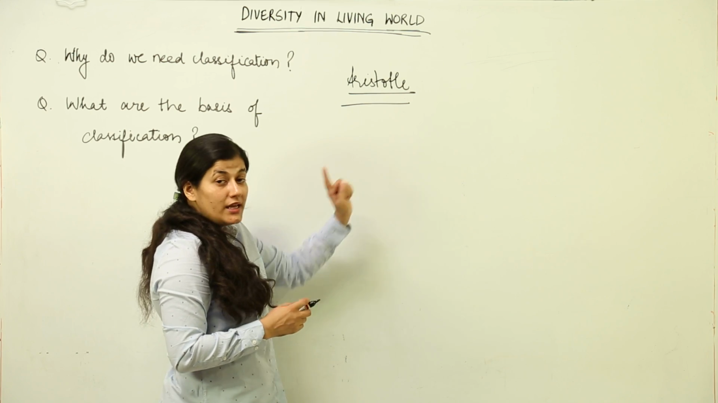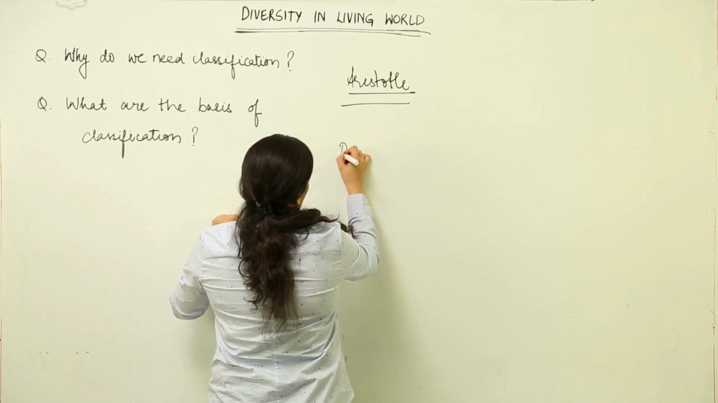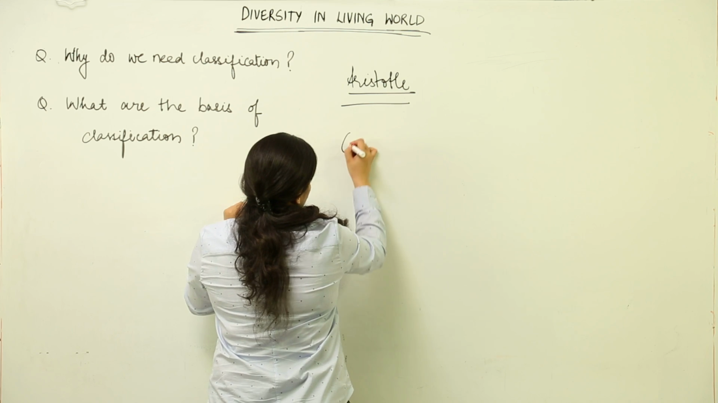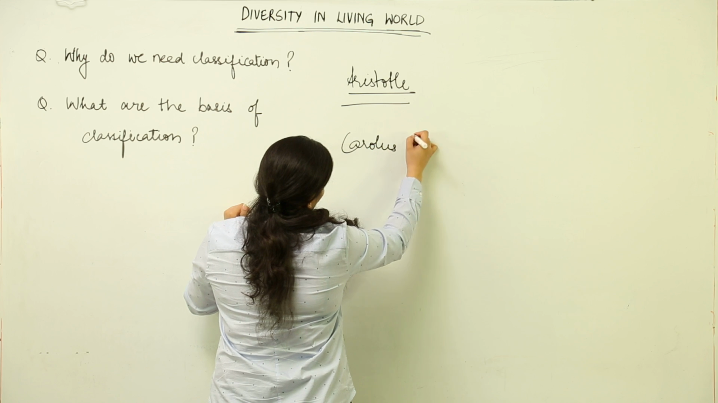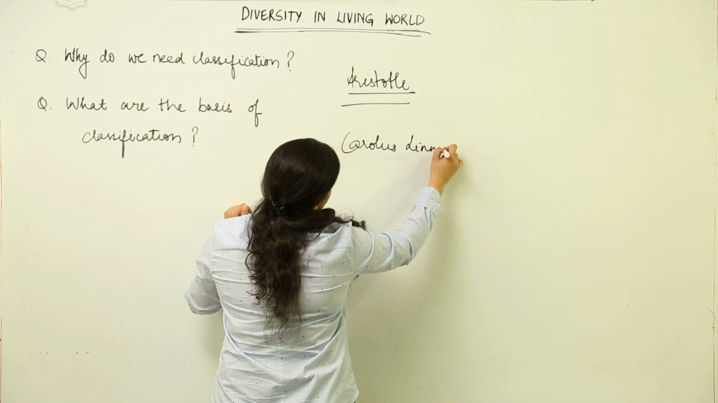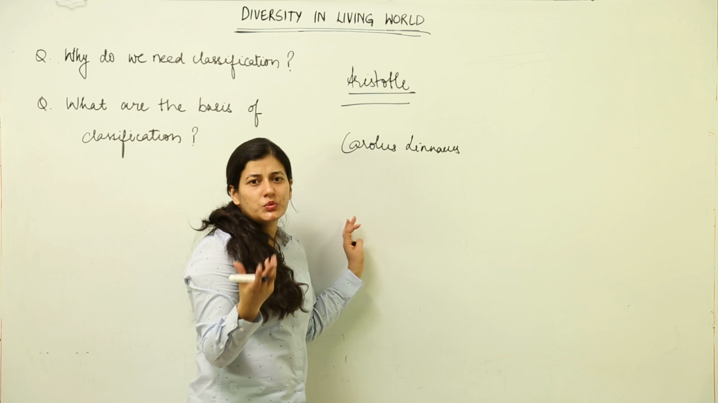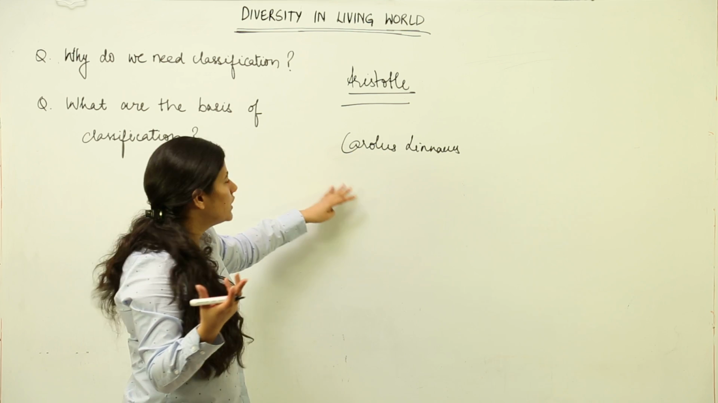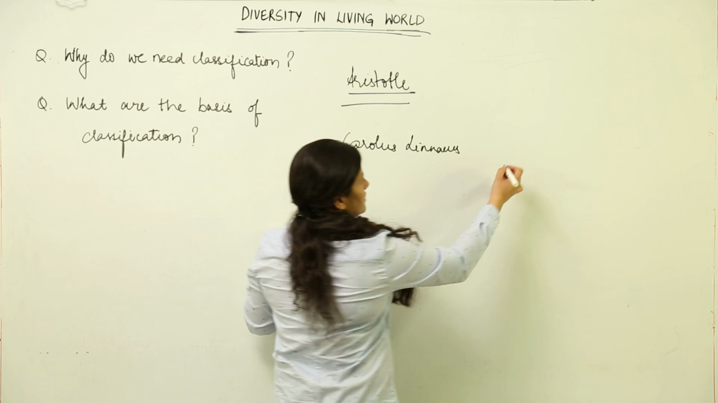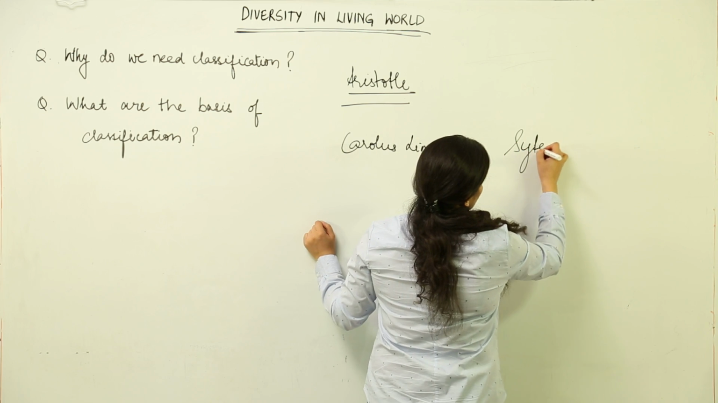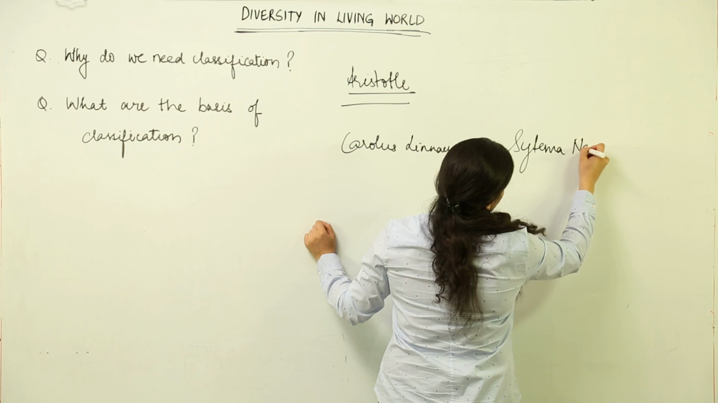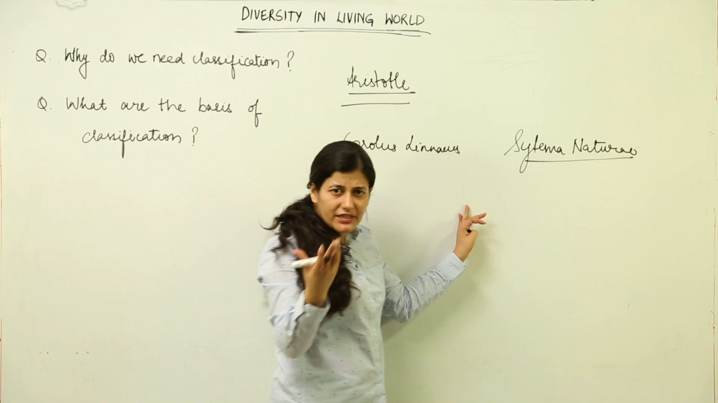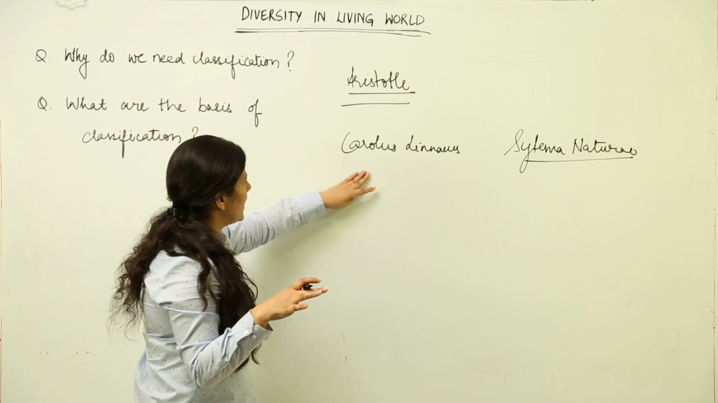Aristotle was the first one, then came Carolus Linnaeus. He also gave a system of classification. He was a Swedish doctor, a doctor from Sweden. He had written a famous book, Systema Naturae, in which he classified the life forms into plants and animals. This was an artificial system. We study it in higher classes.